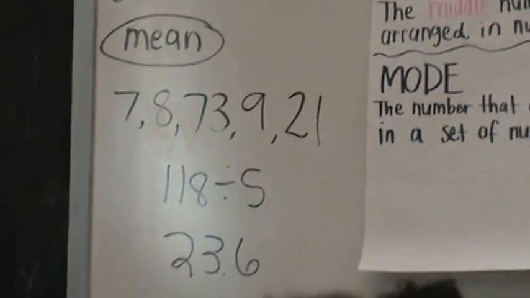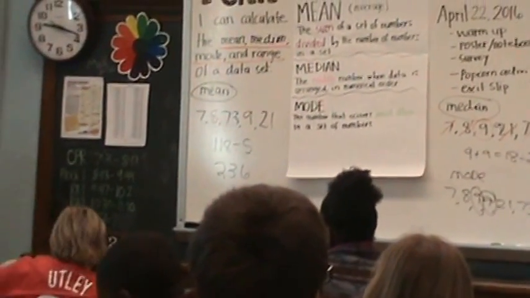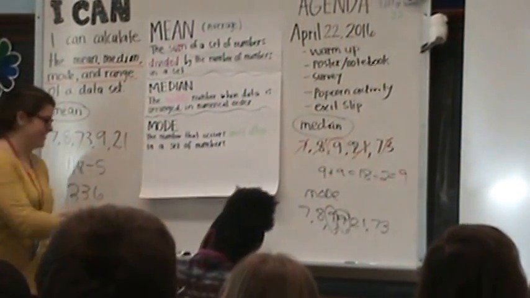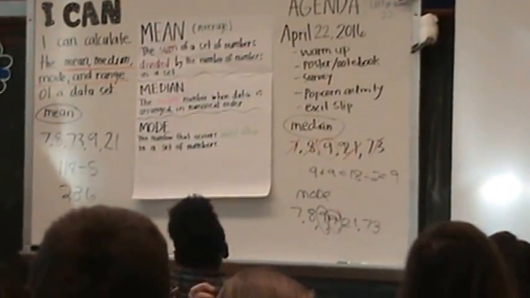If you don't have a number that occurs more often than anything else, there's just not a mode. Right? Pretty easy, right? Alright, questions about the mode?